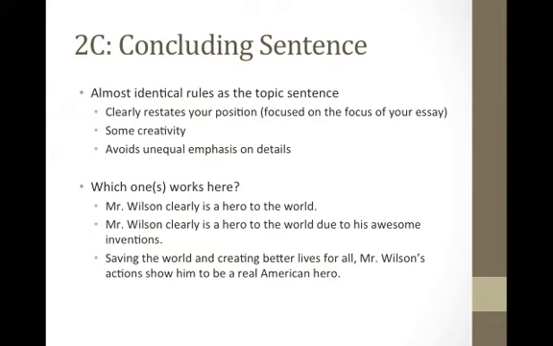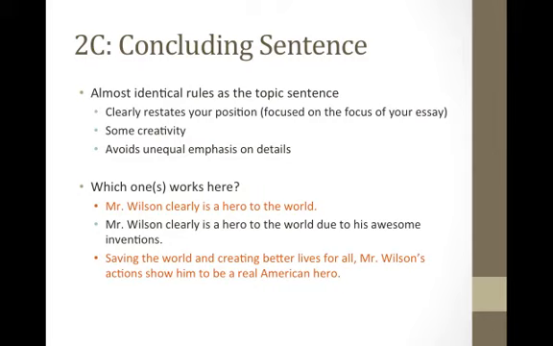Which one's best? Mr. Wilson clearly is a hero to the world. Mr. Wilson clearly is a hero to the world due to his awesome inventions. Or saving the world and creating better lives for all, Mr. Wilson's actions show him to be a real American hero. Well, for me, I could accept either 1 or 3. 1 is a little bit less creative, no doubt, but it still gets across the point and it has a little bit of creativity. Just adding in clearly and to the world, those 2 parts, make it a little bit better than just saying Mr. Wilson is a hero, right? Again, not as creative, but still okay.